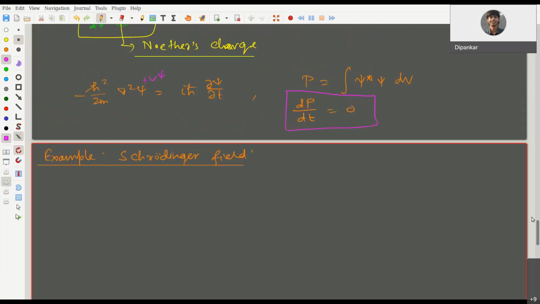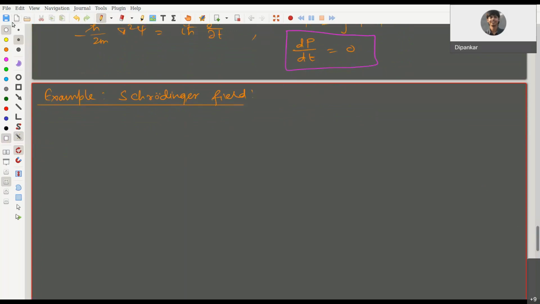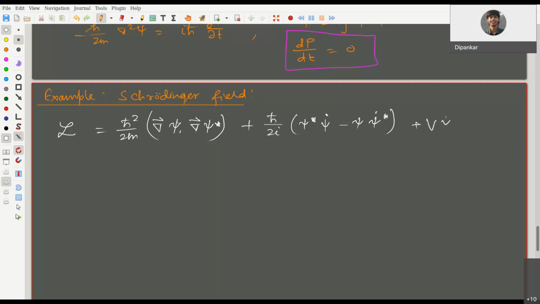Now we will connect these things with the formalism that we developed. In the last class, I gave you a hint that if you start with this Lagrangian, so suppose the Lagrangian was h bar squared over twice m grad psi star grad psi, plus h bar over twice i times psi star psi dot minus psi psi dot star, plus V psi star psi.